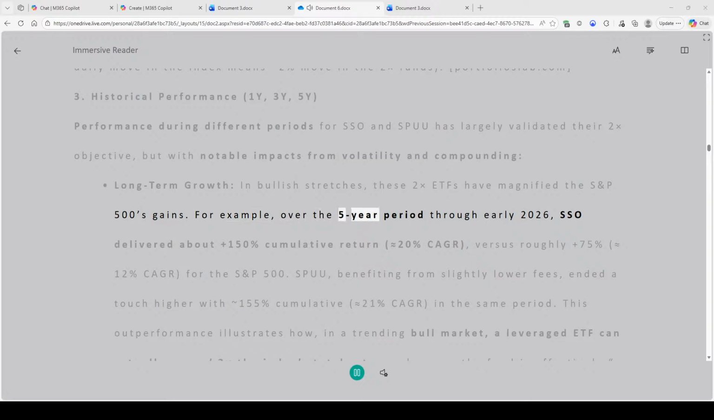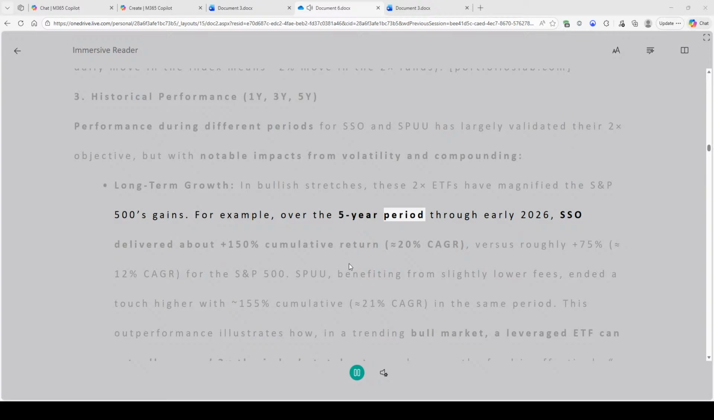For example, over the 5-year period through early 2026, SSO delivered about +150% cumulative return, approximately 20% CAGR, versus roughly +75%, approximately 12% CAGR, for the S&P 500. SPUU, benefiting from slightly lower fees, ended a touch higher with 155% cumulative, approximately 21% CAGR, in the same period. This outperformance illustrates how, in a trending bull market, a leveraged ETF can actually exceed 2x the index's total return, because the fund is effectively leveraging the compounded gains, earning 2x on each day's increase, which itself builds on prior gains.